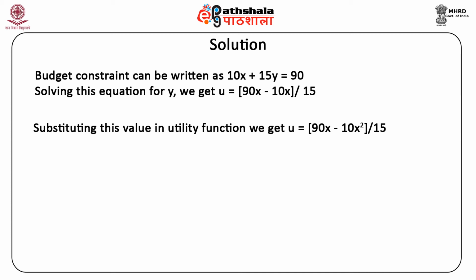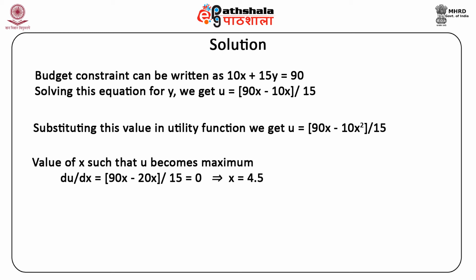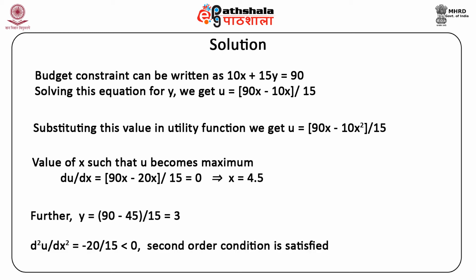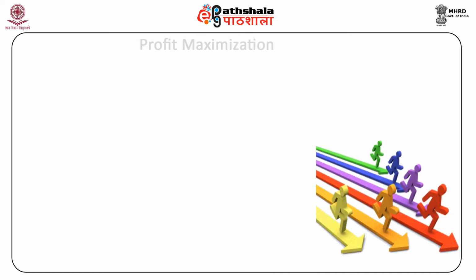and substituting this value in the utility function, we get u equal to x(90 minus 10x) upon 15. We want to find x such that u becomes maximum. So, du/dx is 0 with x equal to 4.5. Further, y is equal to 3. Since the double derivative of u with respect to x is less than 0, the second order condition for maxima is satisfied. Now we move towards the last economic application, which is profit maximization.